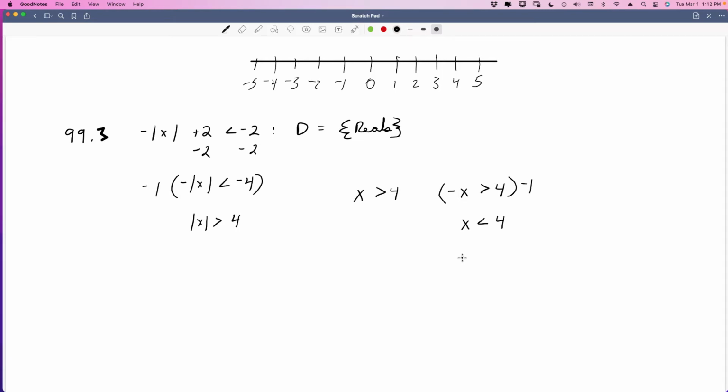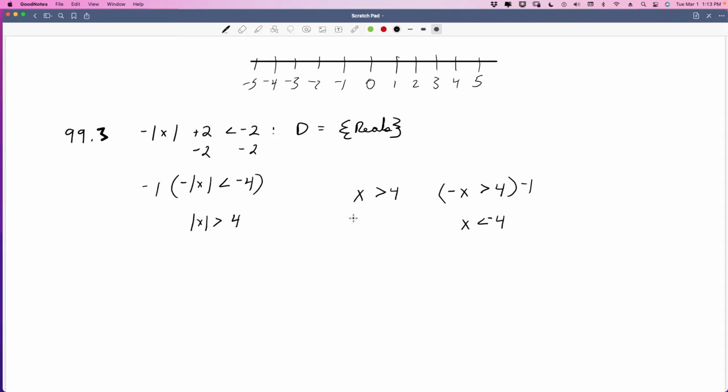So what we have here is a disjunction. This is a negative 4. 4 times negative 1 is negative 4. Negative 4 is greater than x, and 4 is less than x. Positive 4 is less than x.